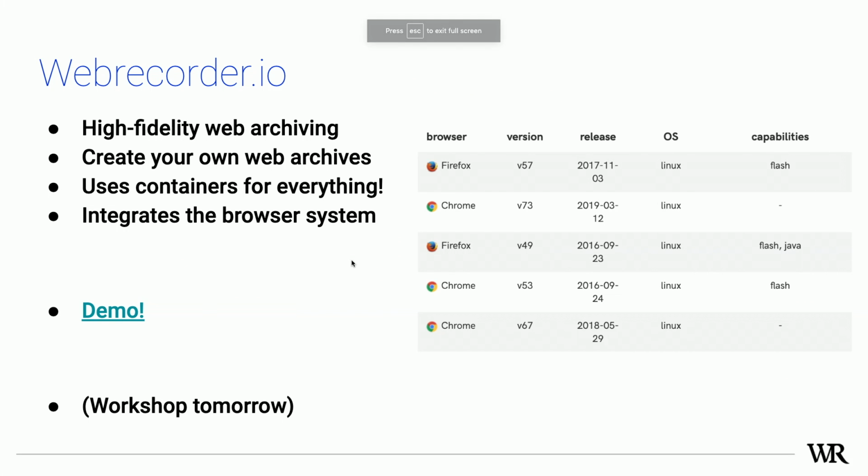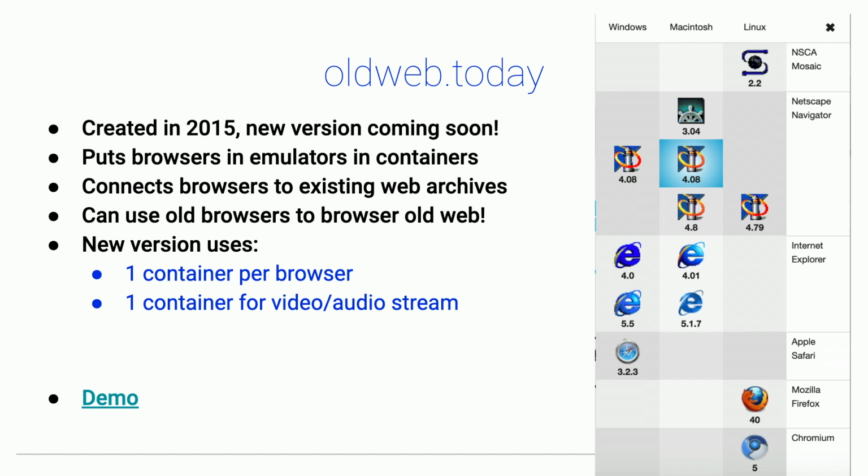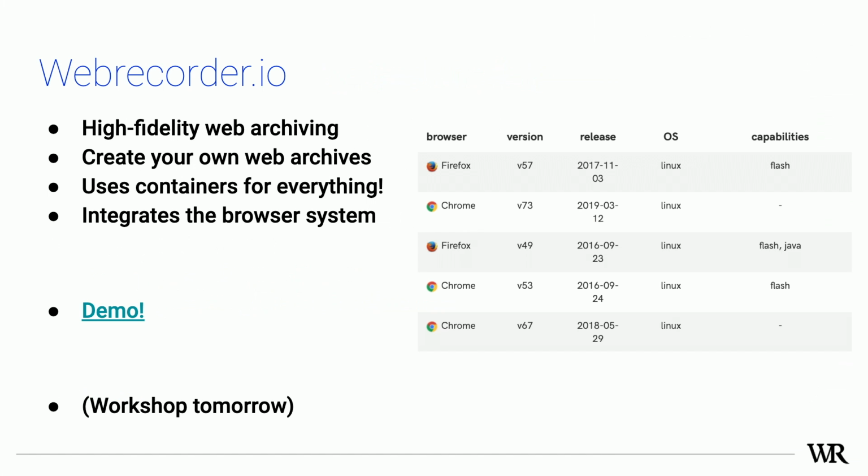To keep going, the next thing I want to show is Webrecorder. While oldweb.today focuses on old browsers, Netscape, Internet Explorer, with Webrecorder the goal is to allow users to archive more modern websites, while still being able to capture technologies such as, for example, Flash.